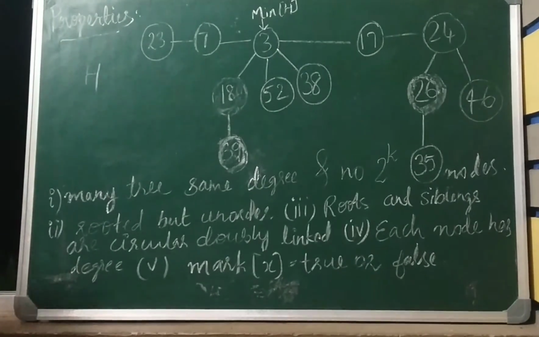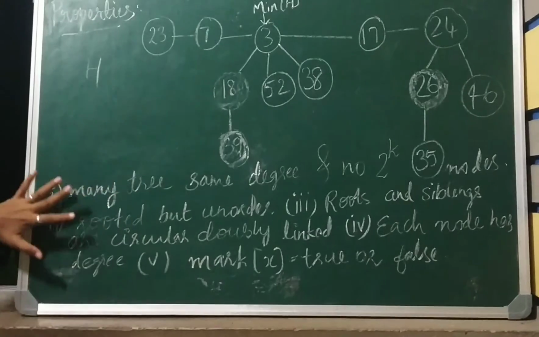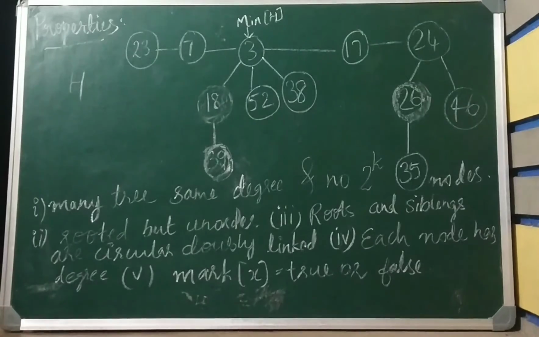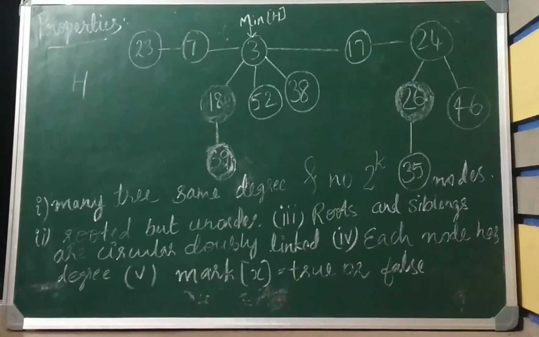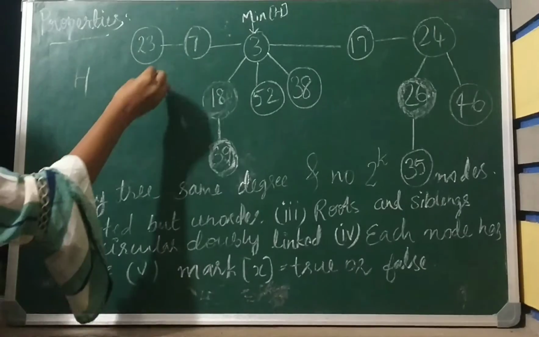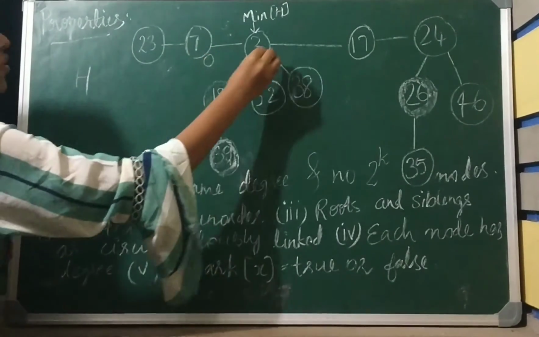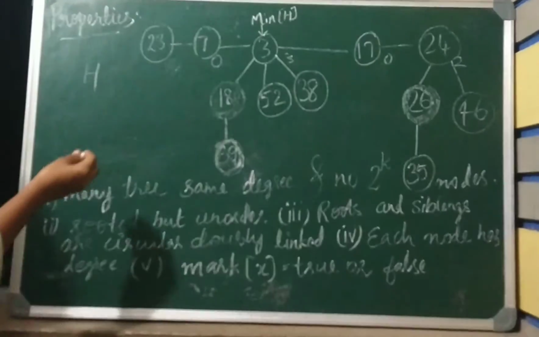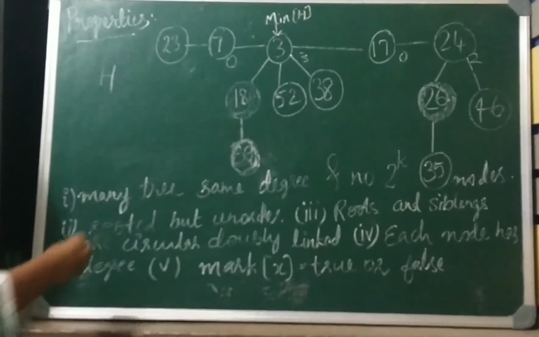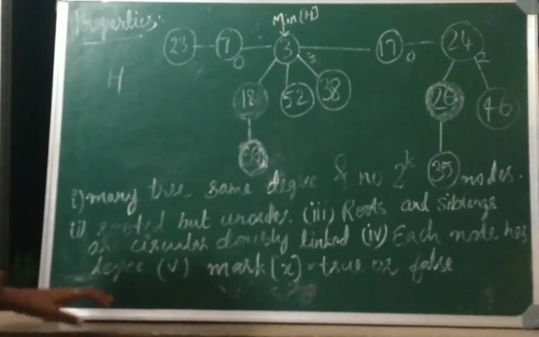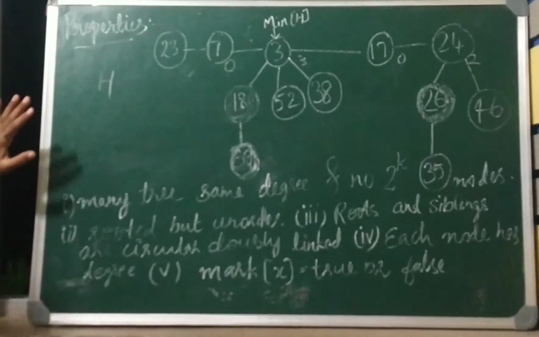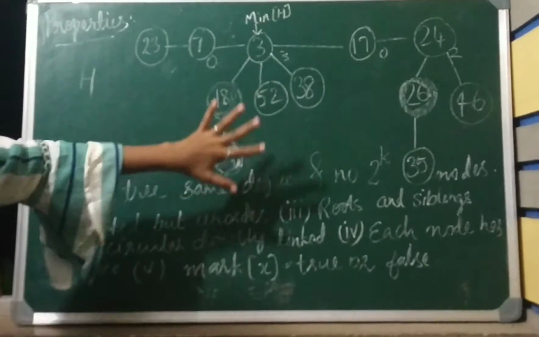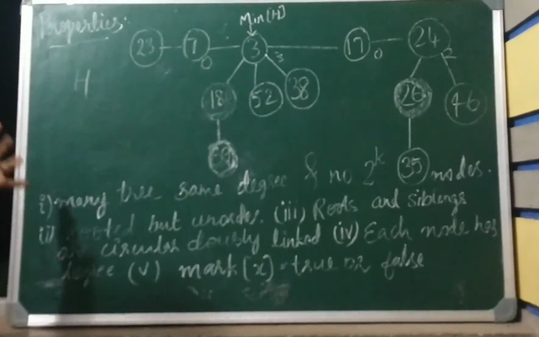And first property is many trees same degree. That means more than one tree can have the same degree. In binomial heap we said that more than one tree cannot have same degree. Here the degree of this is 0, this is 0, 3, 0 and 2. Here one root has same degree and no 2 raised to k nodes. We said that binomial tree will always have 2 raised to k nodes. Here it is not applicable because all the trees here are not binomial trees, so it is not applicable here.